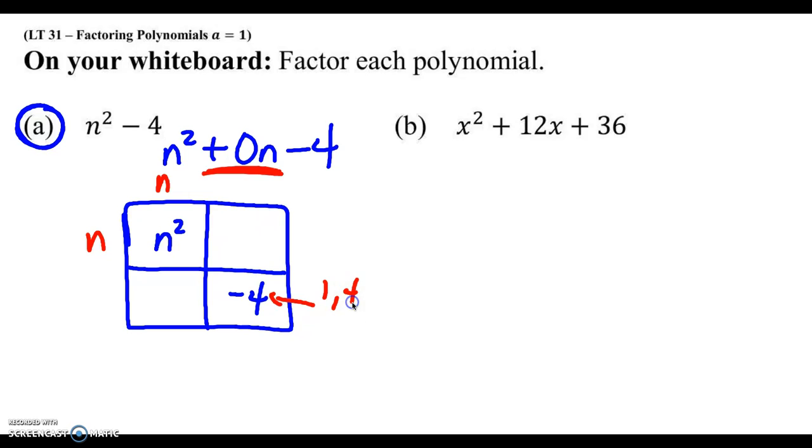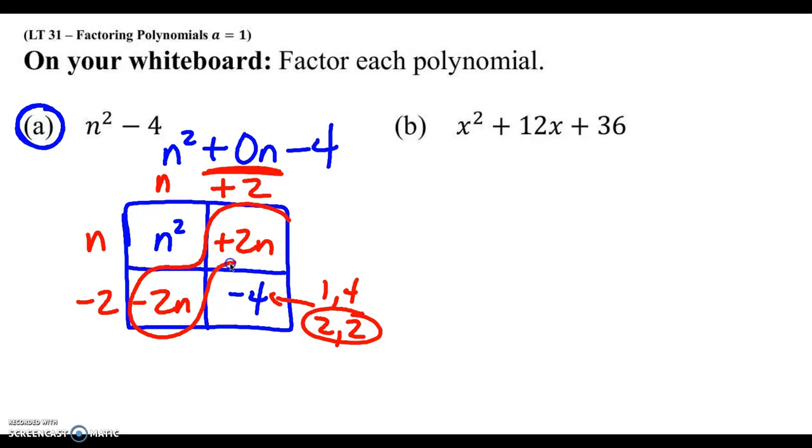My options for 4 are either 1 and 4 or 2 and 2, and they're going to have different signs. I guess I better pick the one that's the same number. Make a plus 2 one place, and a minus 2 the other. And sure enough, my middle terms give me 0n. That must be the factoring. The answer to this one must be n minus 2 times n plus 2.